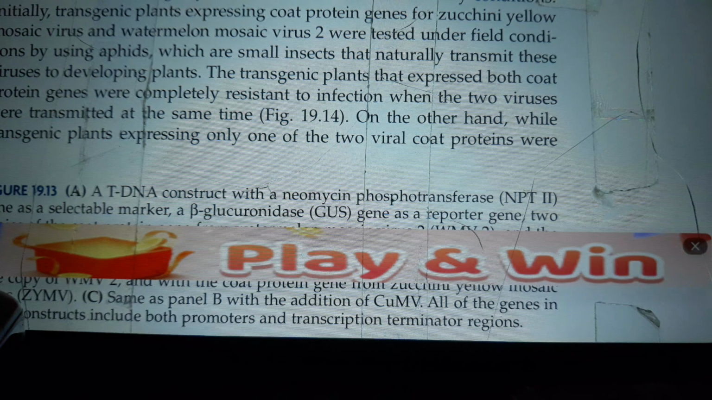The transgenic plants that express both coat protein genes were completely resistant to infection when the two viruses were transmitted at the same time.